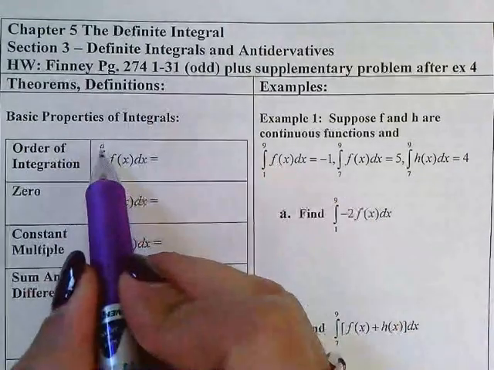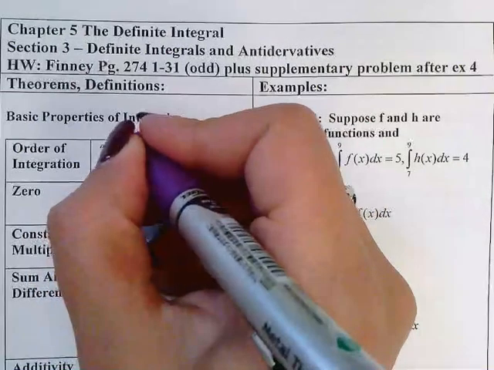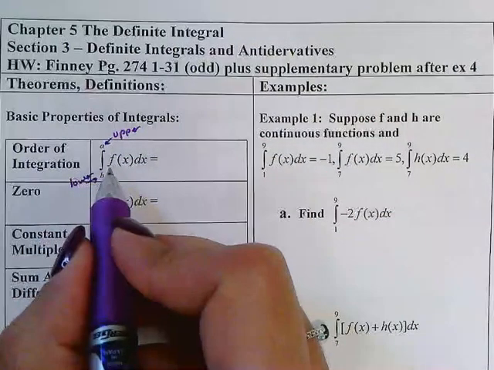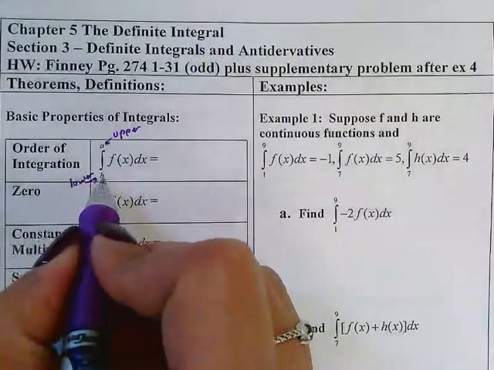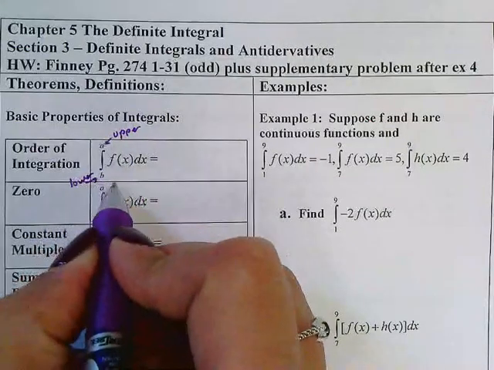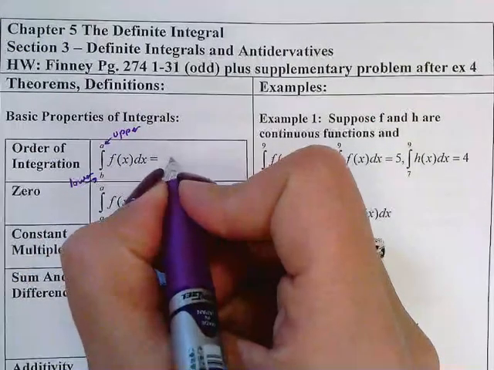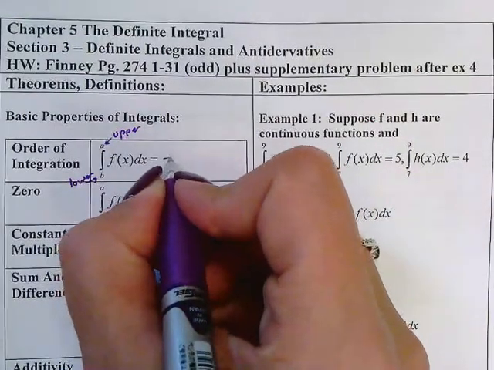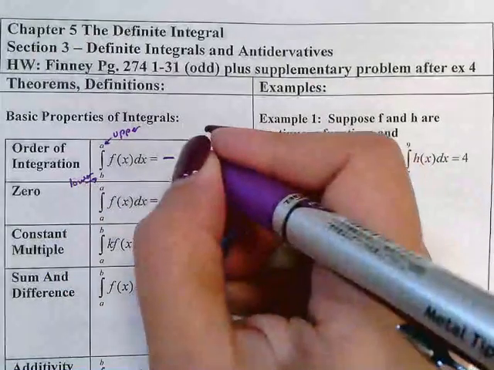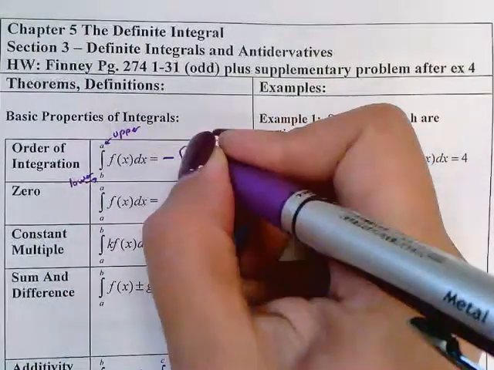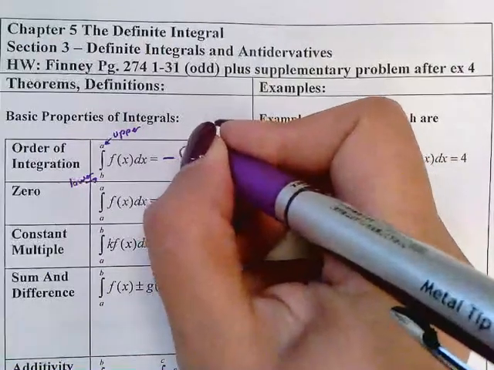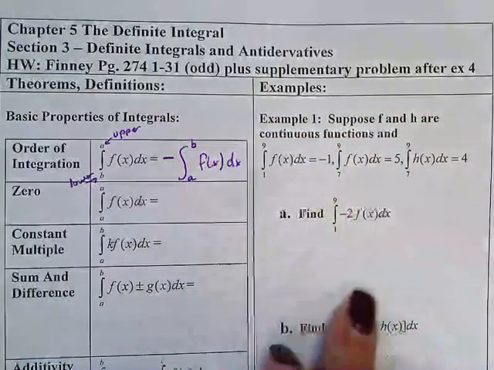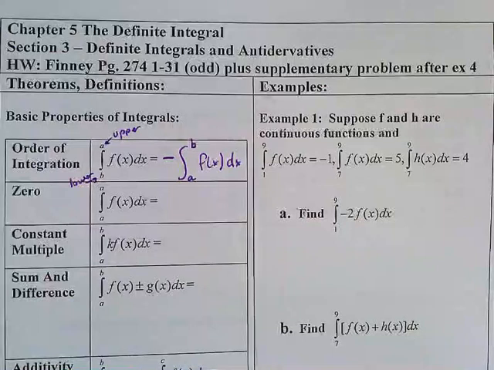So basically, usually this is our upper limit and this is our lower limit. And the idea of the order of integration is, if you wanted to switch your upper and lower limits, you can do that if it makes it easier to solve, and all you have to do is change your integral to a negative. So instead of the upper limit being a, it's going to be b, and then a, and f of x dx. And once we start doing these examples, you'll see why that's a little bit important.